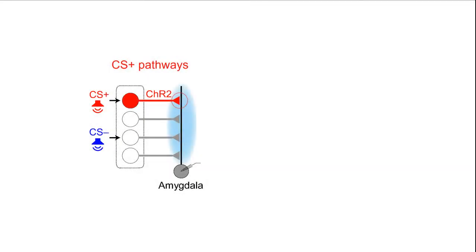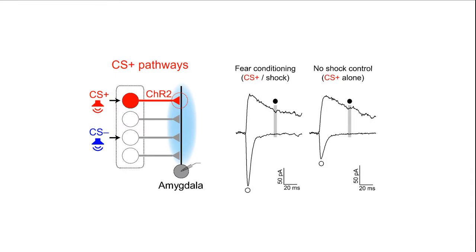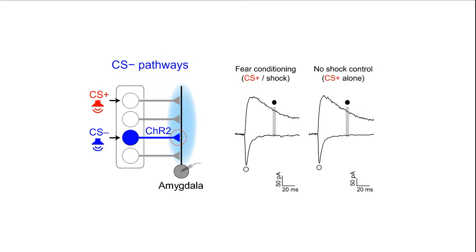With this approach, we first examined how discriminative fear learning affected synaptic strength in the CS+ pathways. Here, mice in the fear conditioning group learned to fear the CS+ but not the CS-. The AMPA-NMDA ratio, a proxy for postsynaptically expressed LTP, was significantly higher in the fear conditioning group than in the no-shock control group. In the CS- pathways, however, there was no significant difference in the AMPA-NMDA ratio between groups.